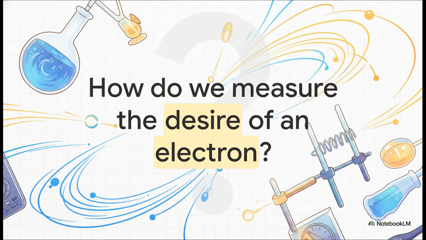So let's start with a really provocative question to anchor this masterclass. How exactly do we measure the invisible driving desire of an electron to move? Think about it. An electron doesn't just jump from one atom to another without a reason. It needs a driving force, a sort of chemical tension. And to harness that, to actually measure it and control it, we need a highly specialized set of tools.